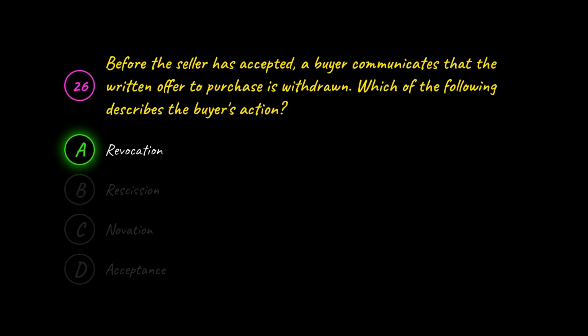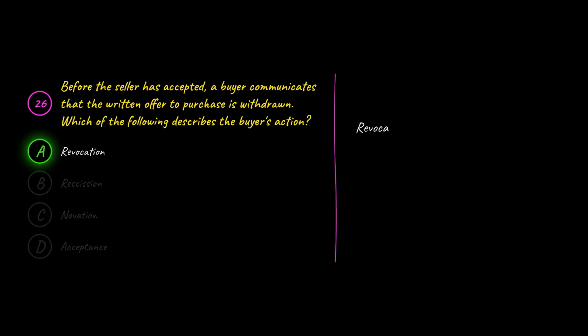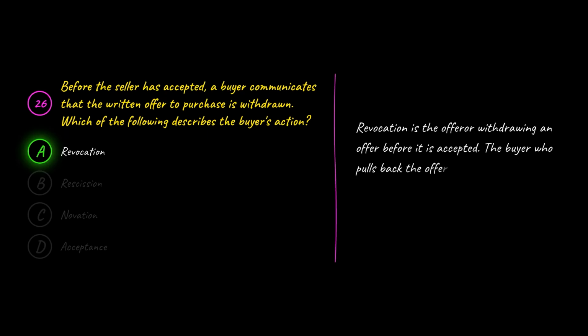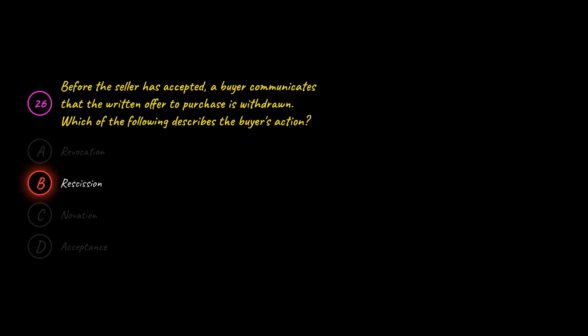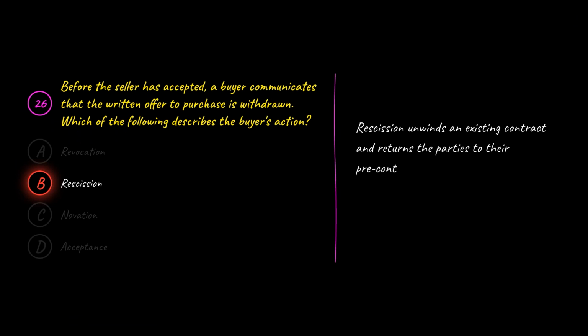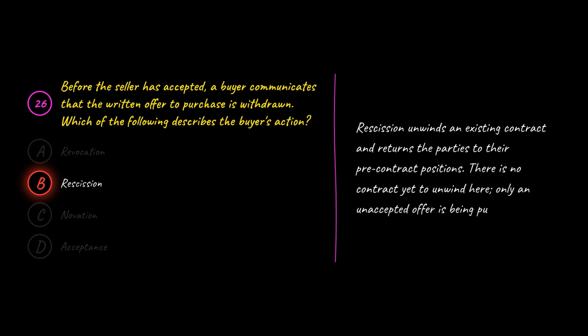The correct answer is A. Revocation. A is correct because revocation is the offeror withdrawing an offer before it is accepted. The buyer who pulls back the offer before the seller accepts has revoked it, and the communicated withdrawal ends the offer. B is wrong because rescission unwinds an existing contract and returns the parties to their pre-contract positions. There is no contract yet to unwind here. Only an unaccepted offer is being pulled back.